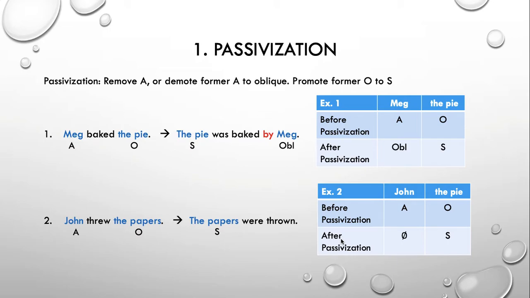An oblique can be identified usually by the additional adposition in front of the former transitive subject, which has now become, never mind.